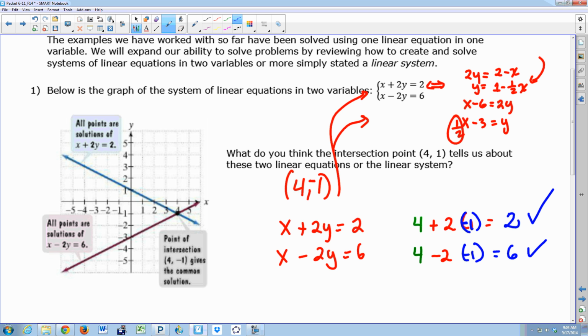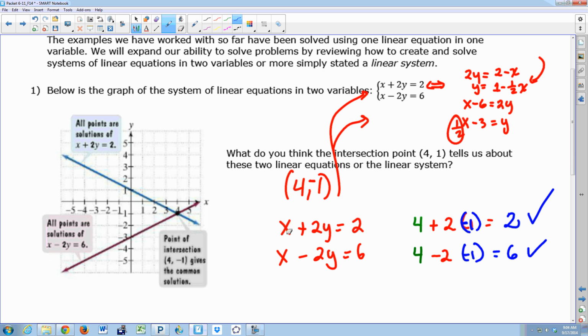One is a visual. (4, -1) here is a visual solution to both equations. And what we're going to see in a minute is algebraically, how do we take something like this and get this answer? But I wanted you to see the visual for this. Any questions on what (4, -1) represents?